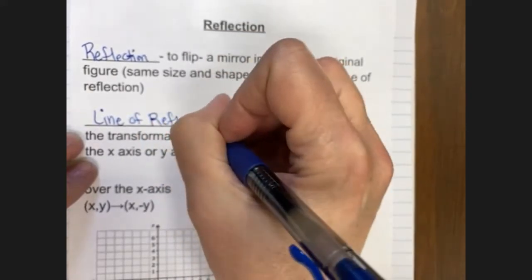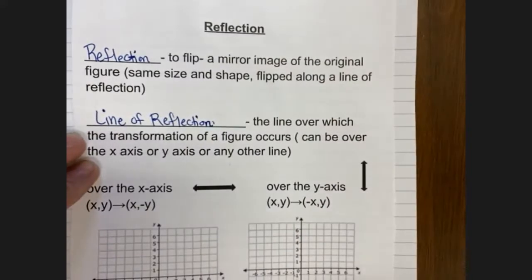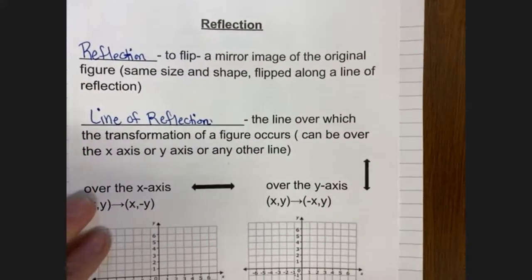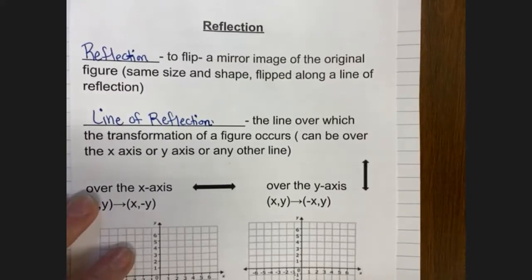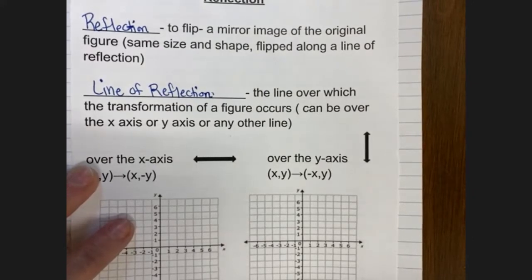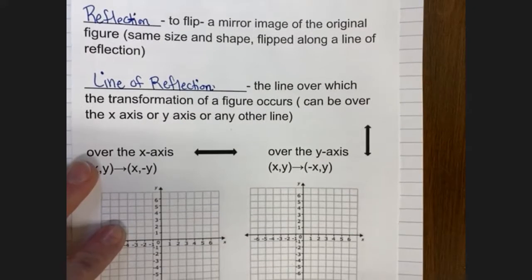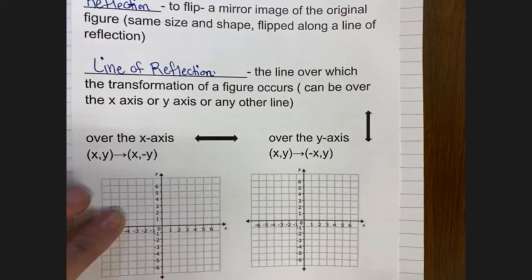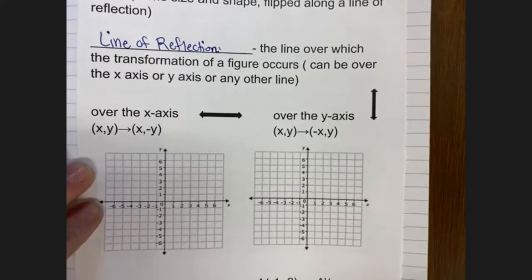And we're going to be drawing those lines of reflection. It's the line over which the transformation of a figure occurs. And typically for your STAR test and for purposes this year, we're only going to be practicing a line of reflection over the x-axis itself or the y-axis itself. You can have other lines of reflection, other lines that aren't necessarily the axes themselves, but we're not going to get into that.